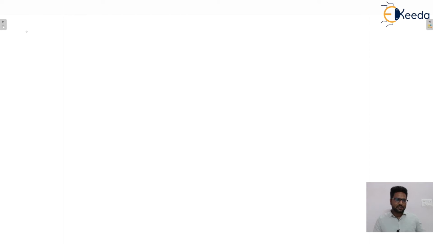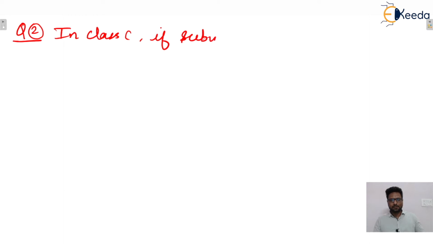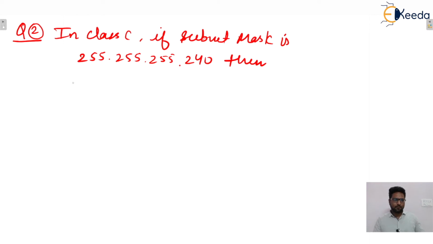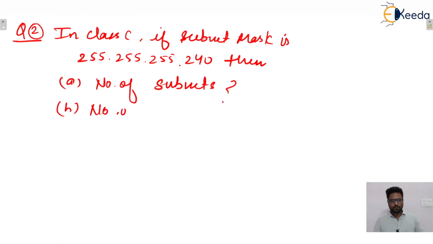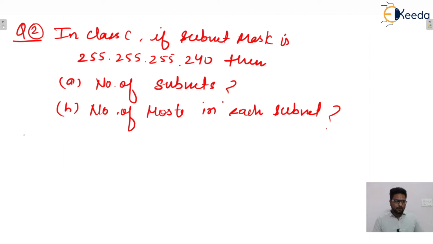Let us take the next example. Let's say question number 2. In class C, let's say the subnet mask given to you is 255.255.255.240. Then how many subnets will there be? Second question, the number of hosts in each subnet. That is the question. So write down the answer.